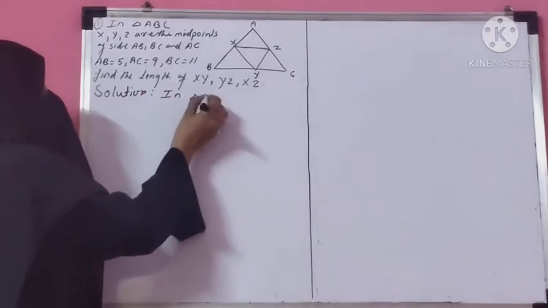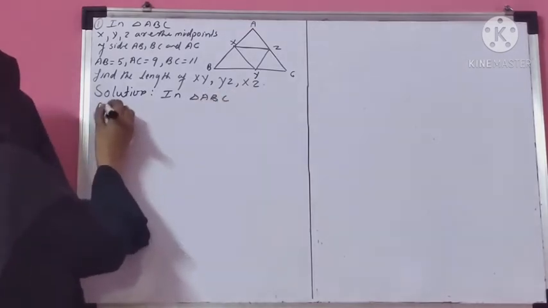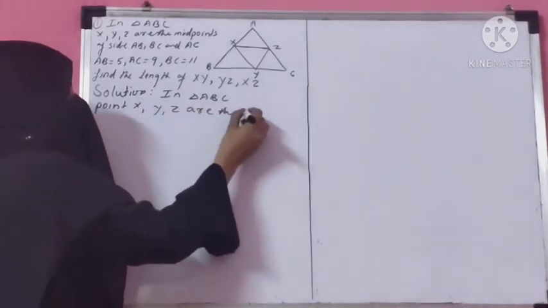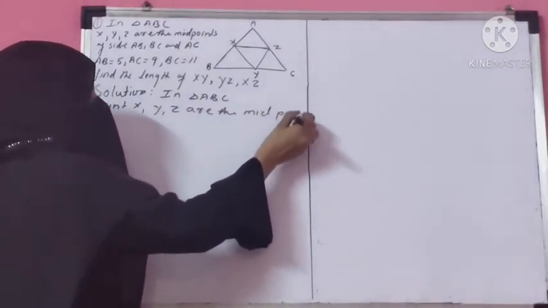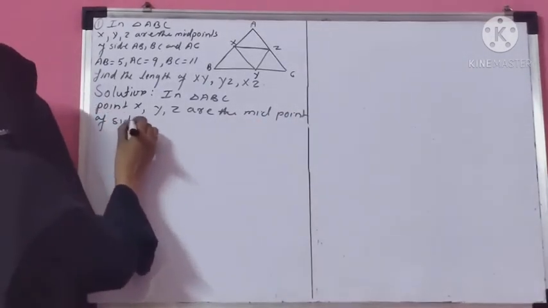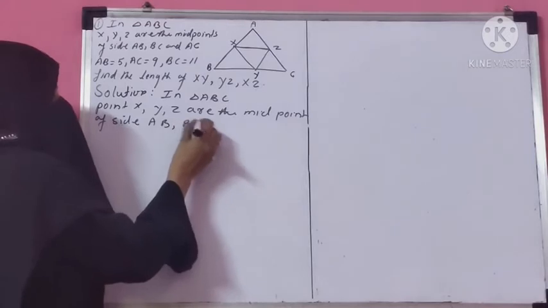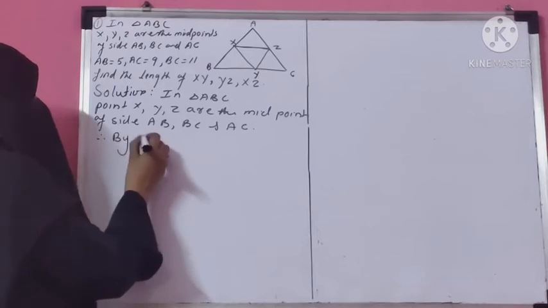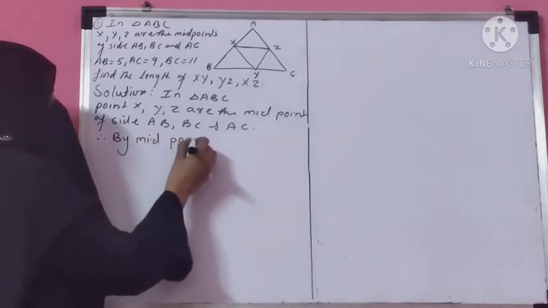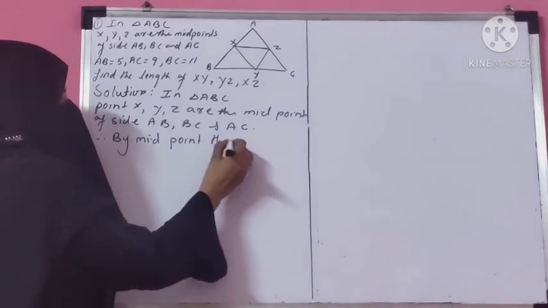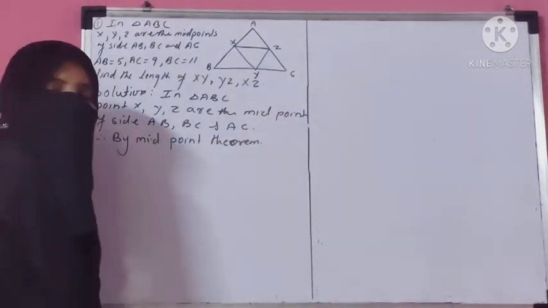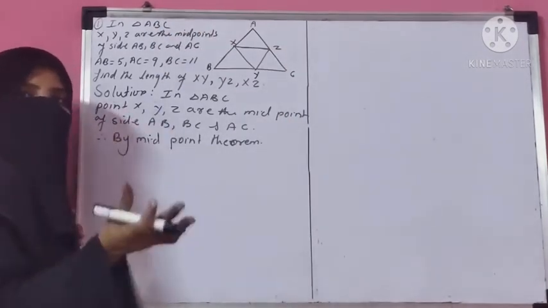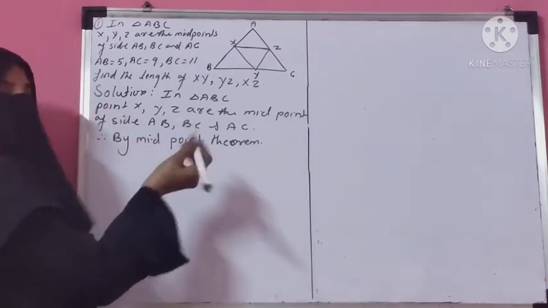In triangle ABC, points X, Y, Z are the midpoints of sides AB, BC and AC. Therefore, by the midpoint theorem. What is the midpoint theorem? The midpoint theorem says that the segment which joins the midpoints is half of the opposite side, or half of the third side, you can say, and parallel to the third side.